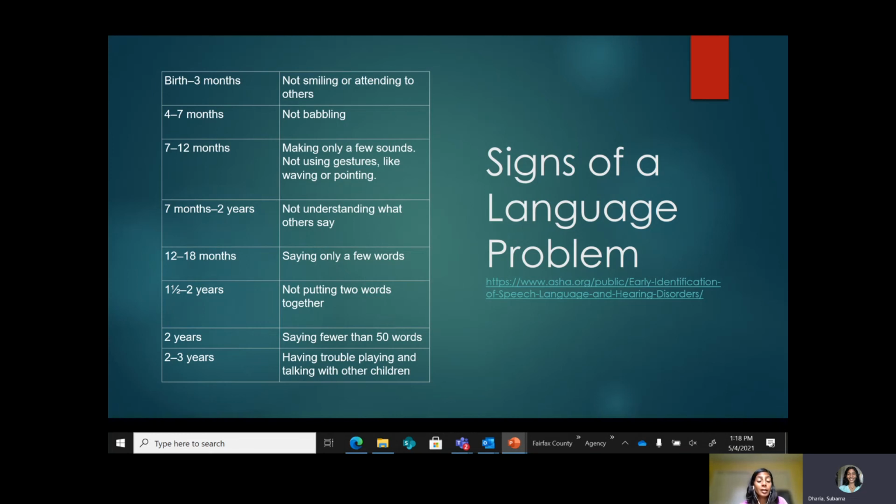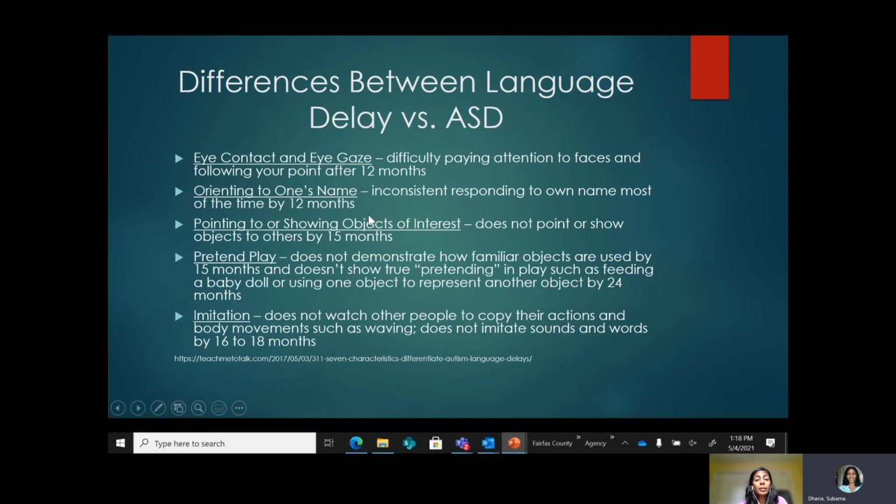So this is from the ASHA page, which is the Speech and Language and Hearing Association, which has a lot of good information about language and language delays. So when we look at a child who has a language delay and try to differentiate that from autism spectrum disorder, or ASD, some of the things that we might see with a child who has autism include having some challenges with eye contact in a variety of locations with different people, and following your point. So a parent or a caregiver, especially after 12 months, also not necessarily responding to their name at this point.